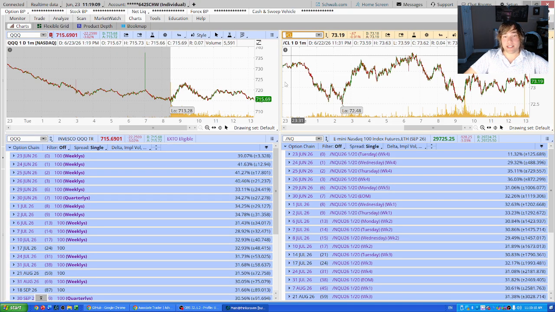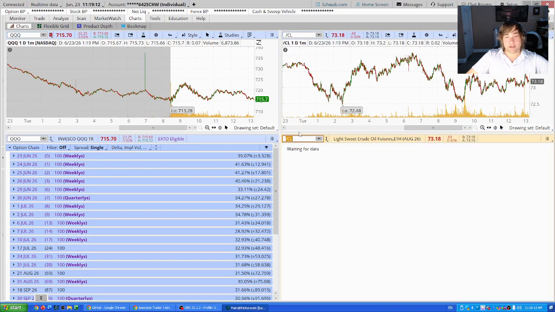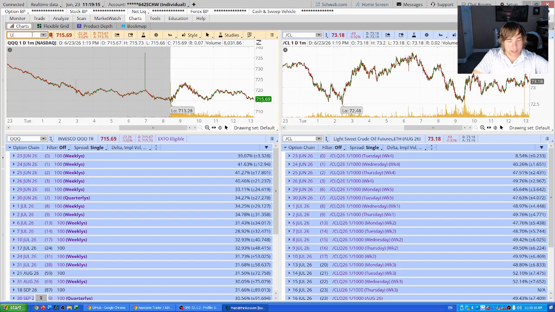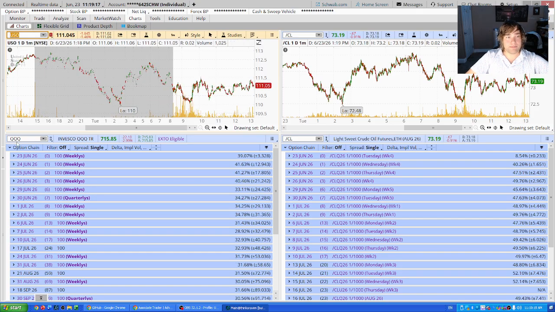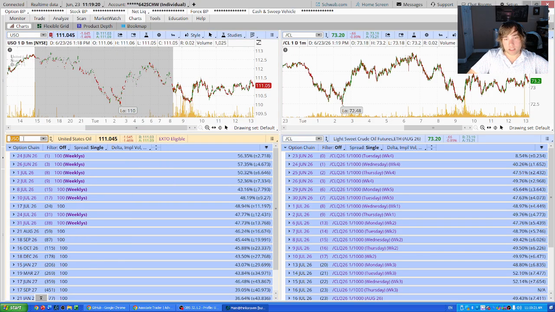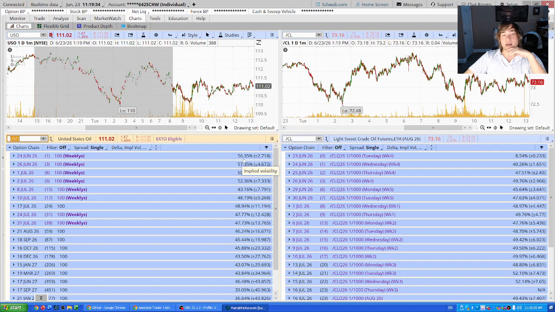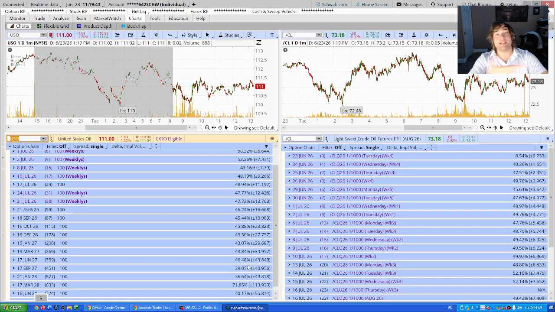Let's maybe look at the CL complex, the crude oil complex, versus the retail USO ETF. I'm not sure about this one, but we can see right here, let's look at 1 day out, 40.26% implied volatility on one date, 56.35% on the other. So even the oil ETF has a premium of about 16% implied volatility on the same date. Now, I'm going to make a point. The further out in time you get, the richness of the ETF disappears, and there are structural reasons for that.